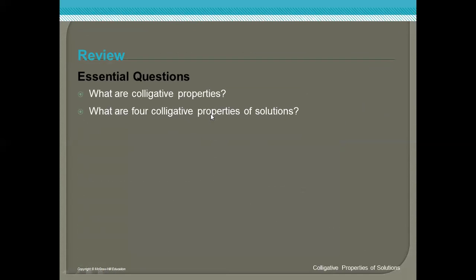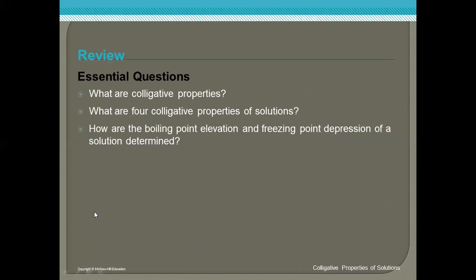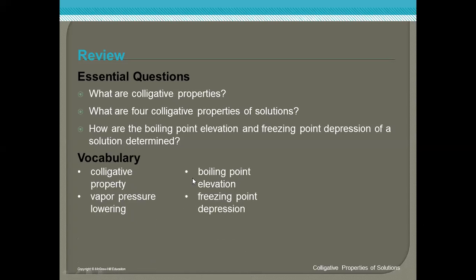These are the questions that we studied. What are the colligative properties? What are four colligative properties of solution? How are the boiling point elevation and freezing point depression of a solution determined? And the vocab that we studied: colligative property, vapor pressure lowering, boiling point elevation, freezing point depression, osmosis and osmotic pressure.